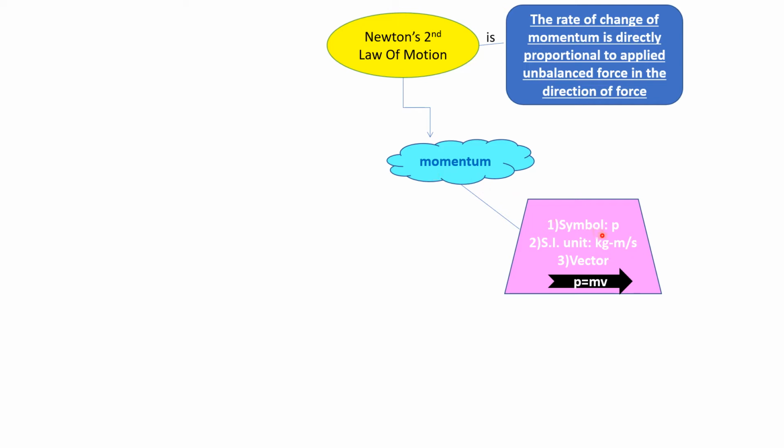To denote this momentum, we use a symbol small p, and the unit comes from the formula. See, mass into velocity. The unit of mass is kg, the unit of velocity is meter per second. So the unit of momentum becomes kg meter per second. Okay, so this was momentum.